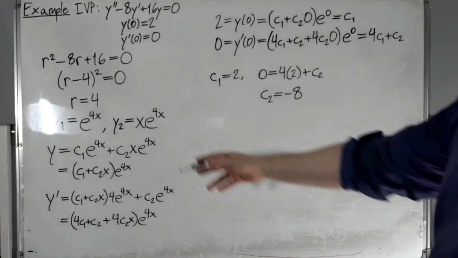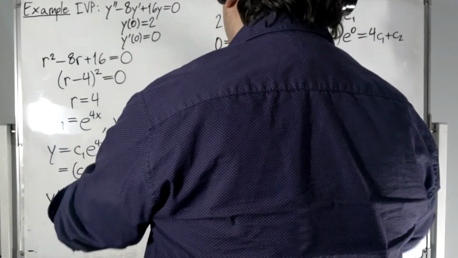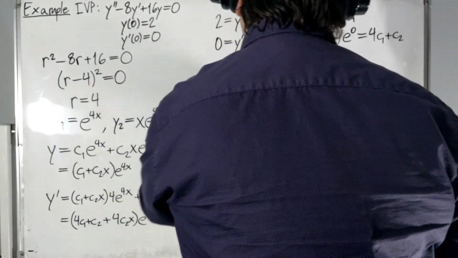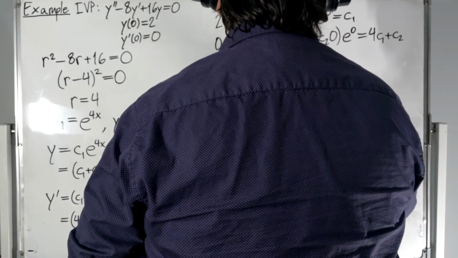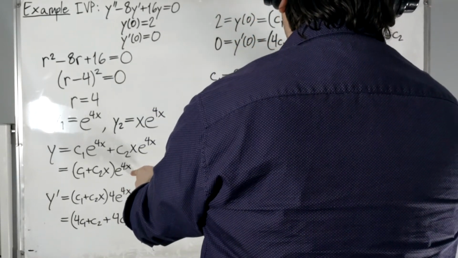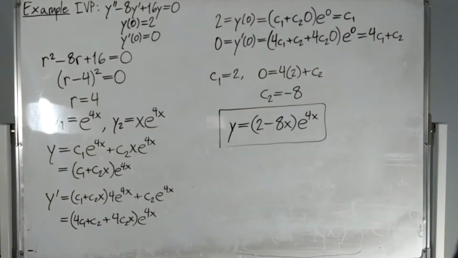And so what that means is that the particular solution that solves our initial value problem is going to be y equals (2 minus 8x) times e to the 4x. And that is that.